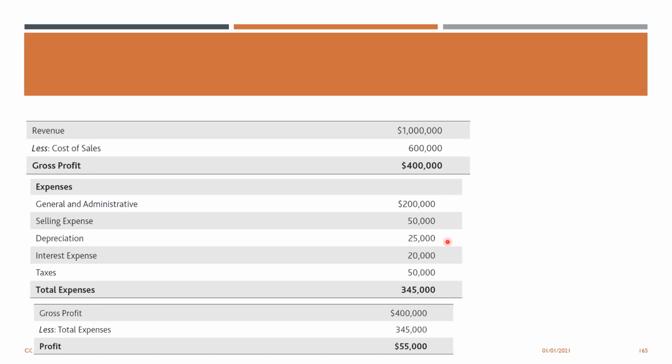And then the company had to pay interest on their loan, $20,000, and they had to pay $50,000 taxes. So all this, if you add this up, total expenses are 345,000. So from this 400,000, we're going to minus these other expenses. 400 minus 345, so we're left with $55,000 profit. Right? Clear? Does that make sense? So we just need to split it out that way.